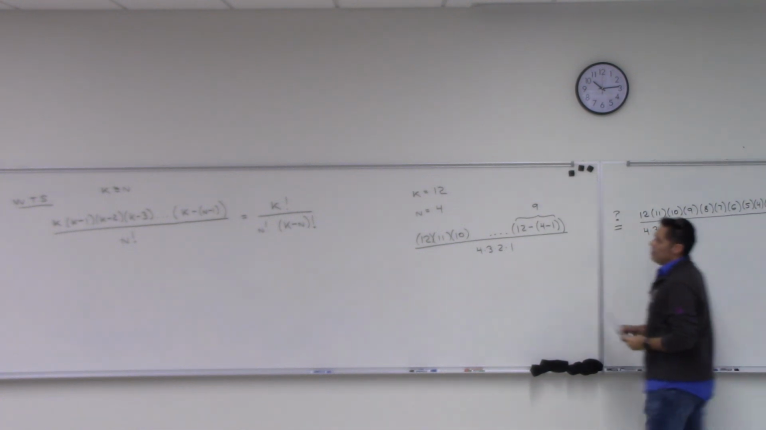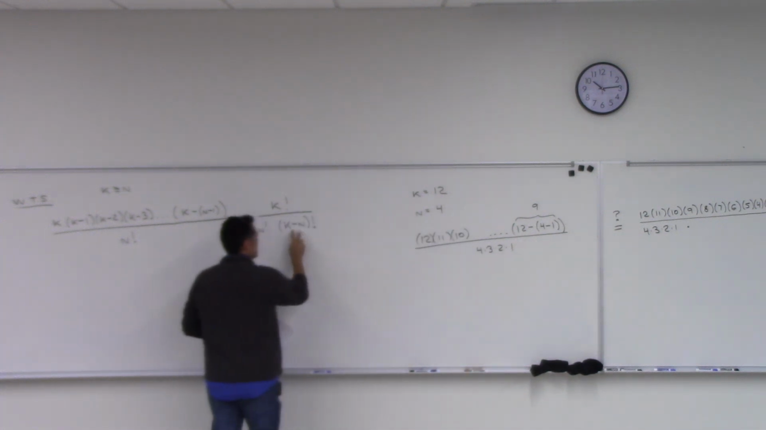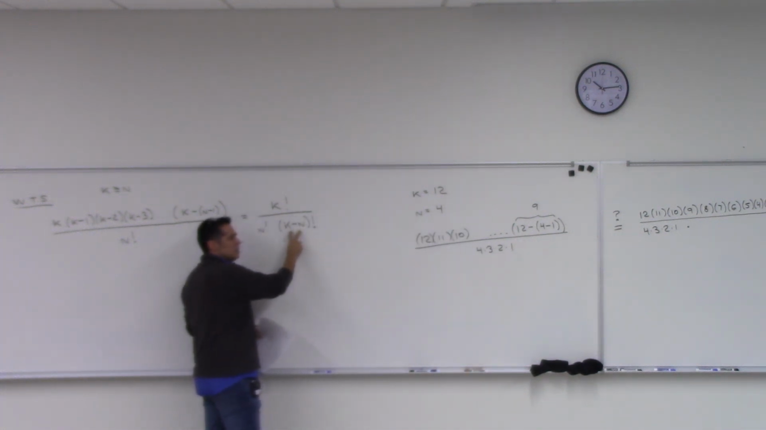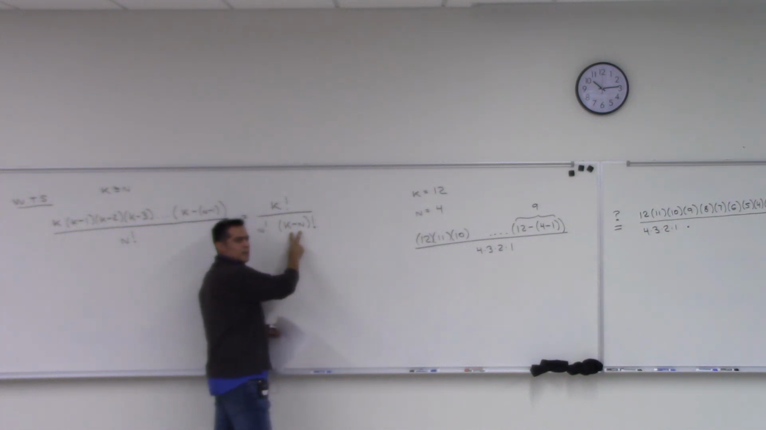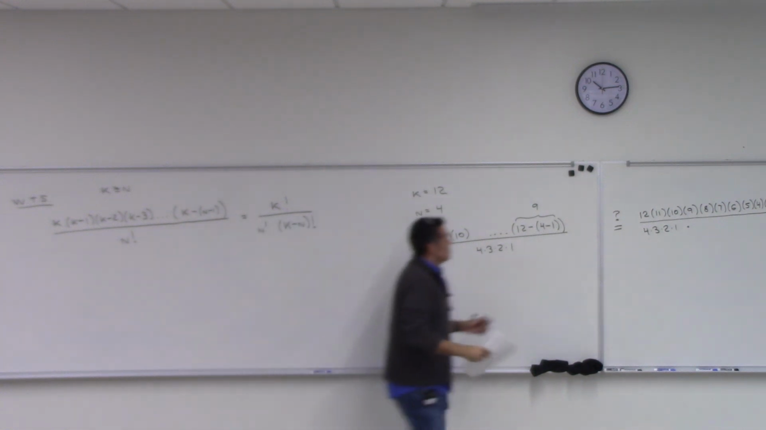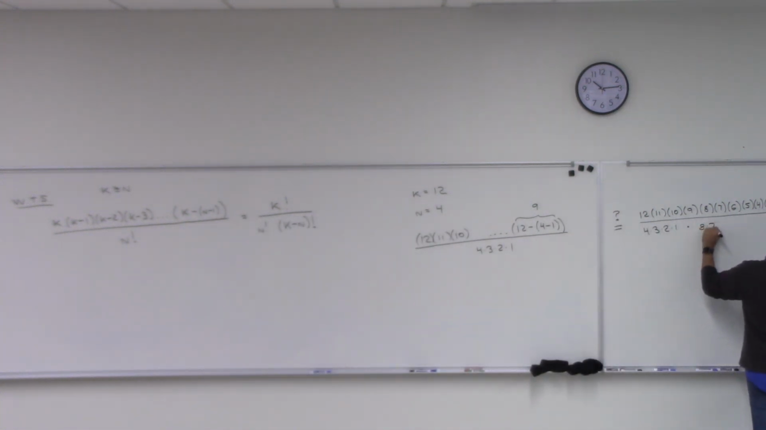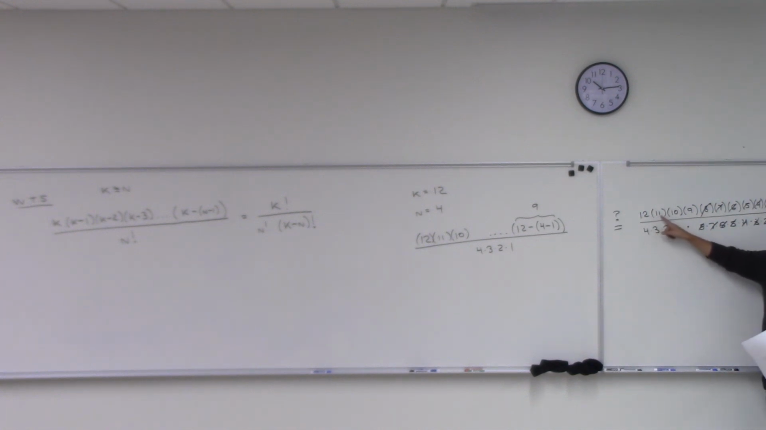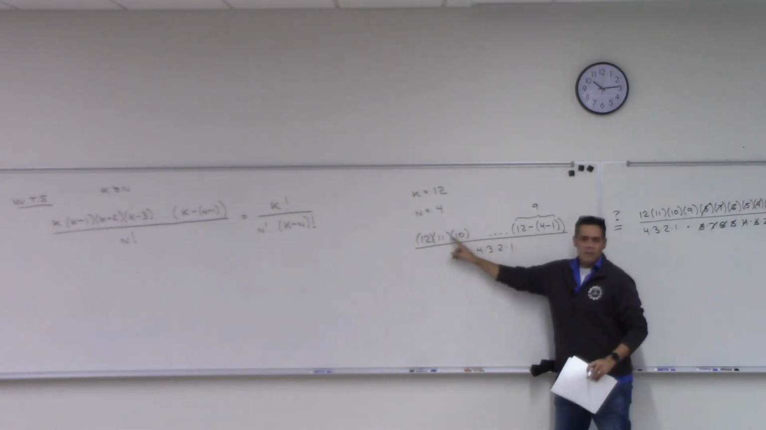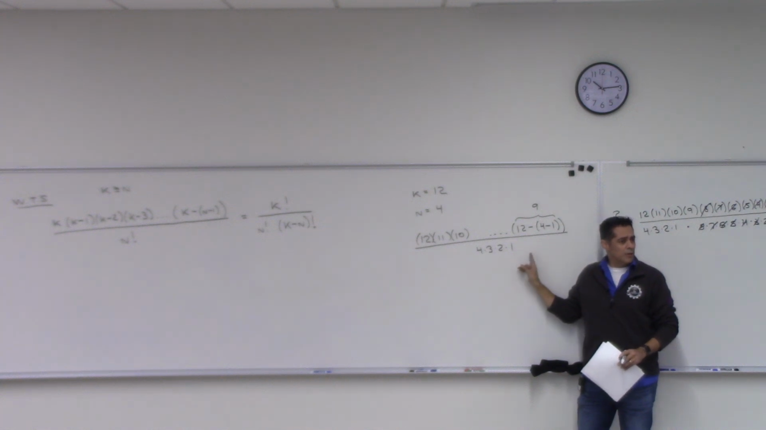And then times k minus n factorial. For us, that's 12 minus 4, sorry, I said that wrong, 12 minus 4 is 8 factorial. So I would have times 8 times 7 times 6 times 5 times 4 times 3 times 2 times 1. Check it out. 8's gone, 7's gone, 6, 5, 4, 3, 2, 1. And what are you left with? 12 times 11 times 10 times 9 over 4 factorial.